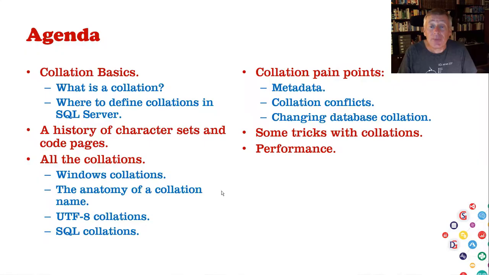So here's my agenda. I will start to talk about collation basics and what is a collation and where we define collations in SQL Server. I will then digress a little bit to give you a history of character sets and code pages, something we need to understand all the collations. And I will first talk about the Windows collations and talk about the anatomy of a collation name, all these CS, KS and all that might be, what they mean. And that will eventually lead us to the UTF-8 collations. And finally, I will talk about the legacy SQL collations. And I should say that that anatomy thing, that will be a major part of this presentation.